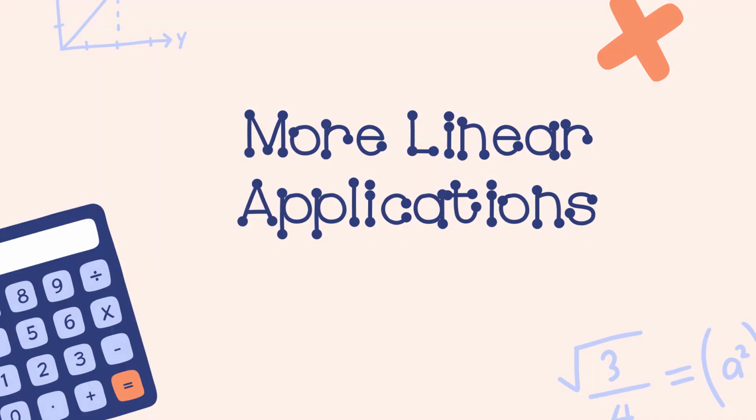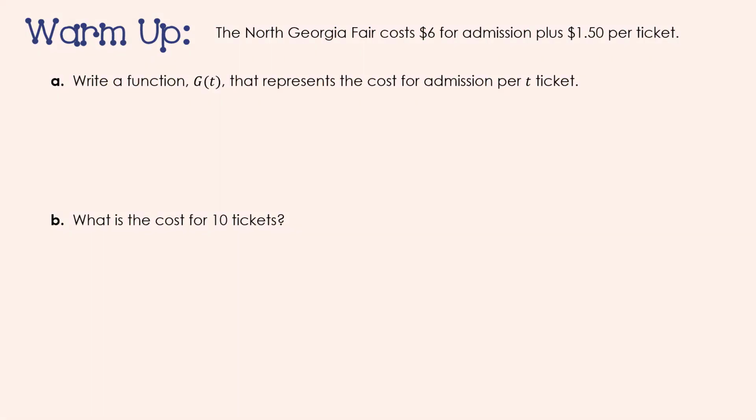Let's practice more with linear applications. For a warm-up, the North Georgia Fair costs $6 for admission plus $1.50 per ticket. Part A, we're going to write our function g of t that represents the cost of admission per ticket.